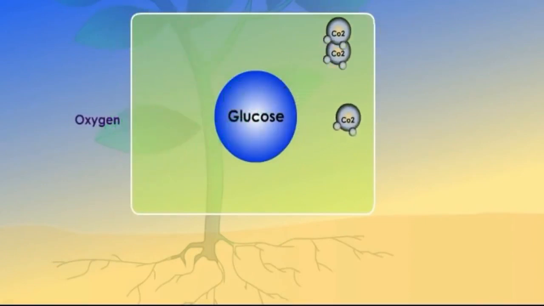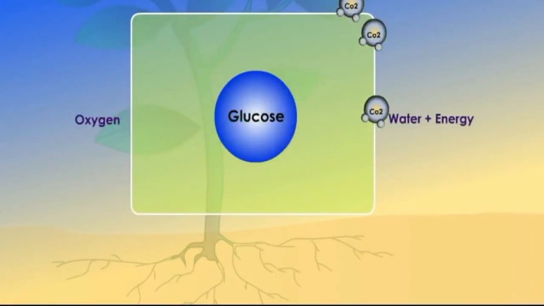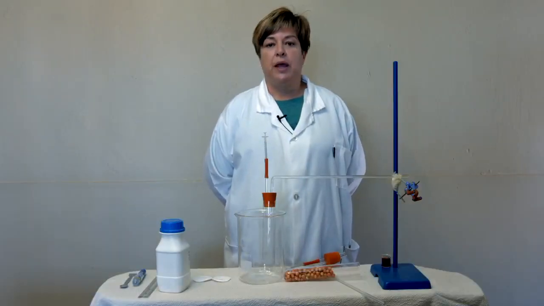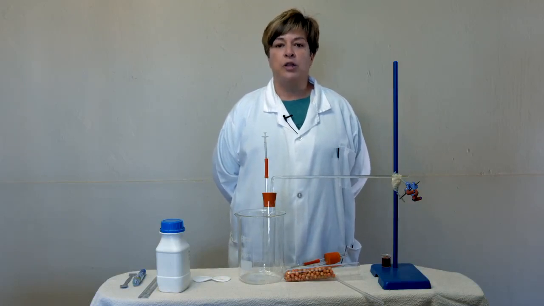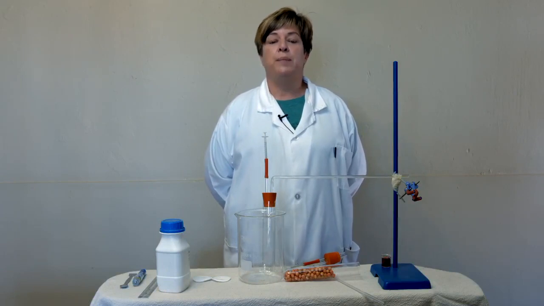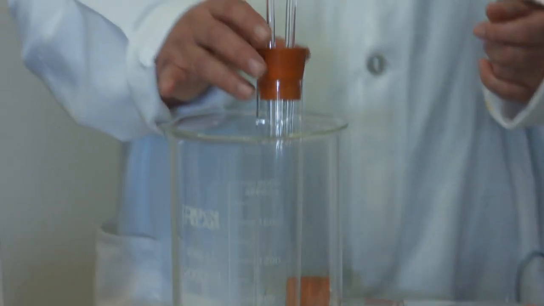So we can either measure the amount of oxygen being used or the amount of glucose that's being used, or we can measure the amount of carbon dioxide being produced or water vapor being produced, or the amount of energy or ATP being produced. Now for today, we are going to measure the amount of oxygen being used. And for that, we are going to use our volumeter.